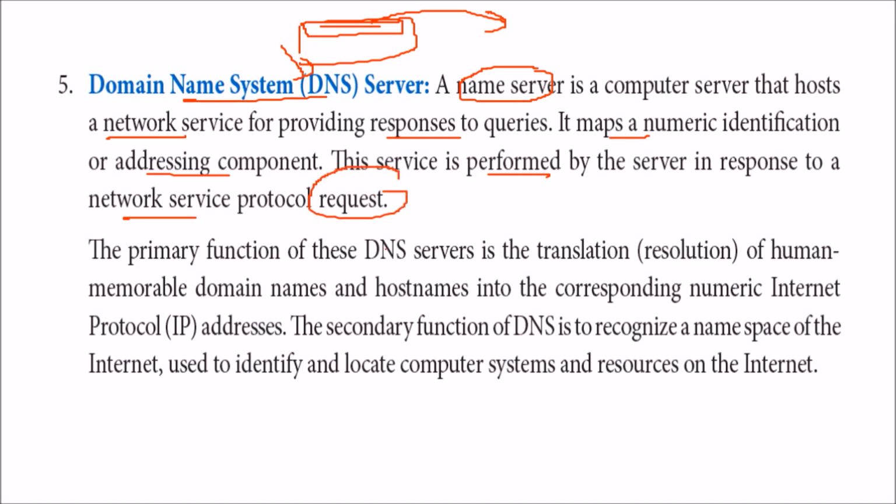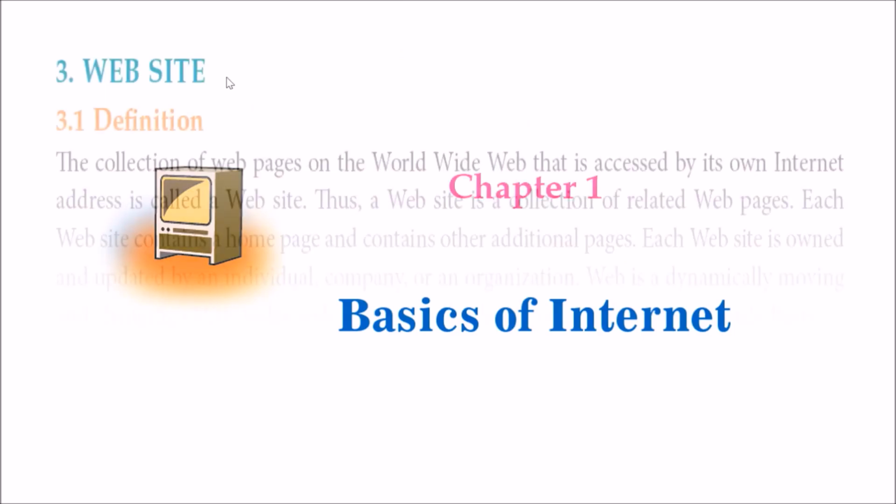What is the primary function of the DNS server? It is the resolution or translation of human-memorable domain names and host names into the corresponding numeric IP address where that Yahoo folder is stored. The secondary function of DNS is to maintain the namespace of the internet in order to identify and locate computer systems and their resources.